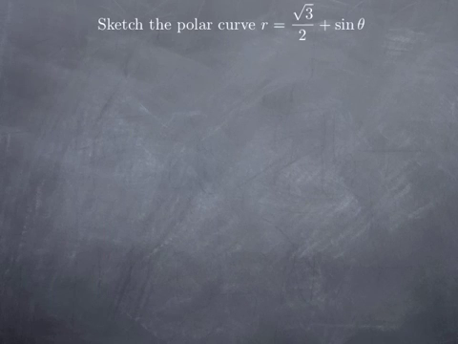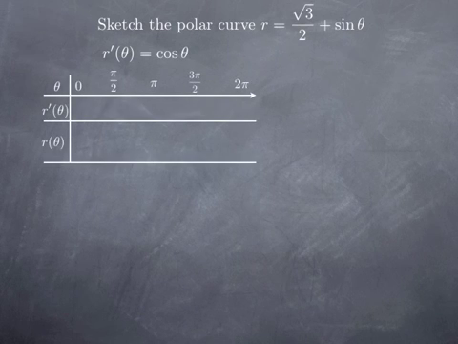Turning to the next curve, we want to sketch the curve r equals root 3 over 2 plus sine theta, and we're going to proceed in a similar way to the previous two examples, starting with the study of the variations of the function r as a function of theta. The derivative here is just cosine, and we can look at the sign of cosine from 0 to 2 pi.